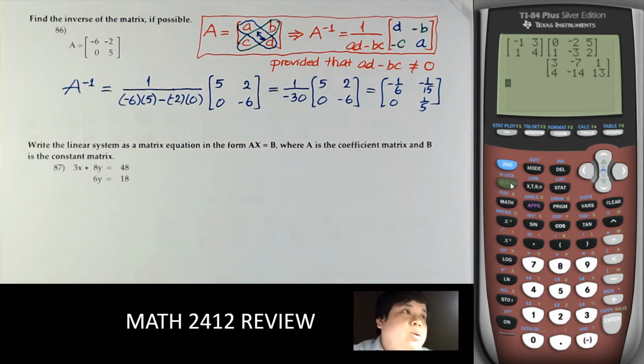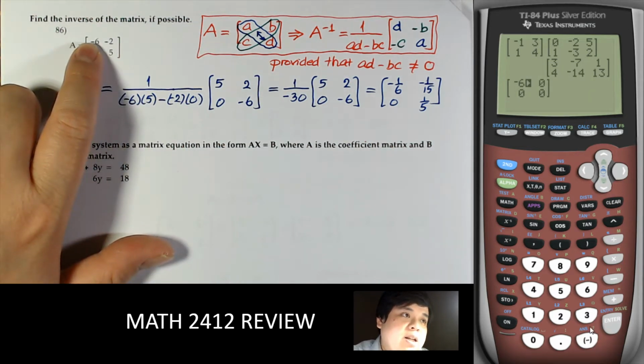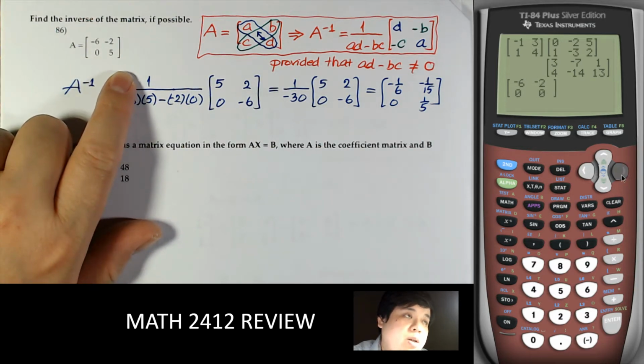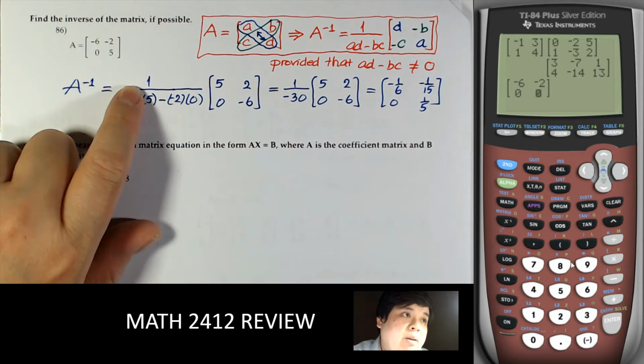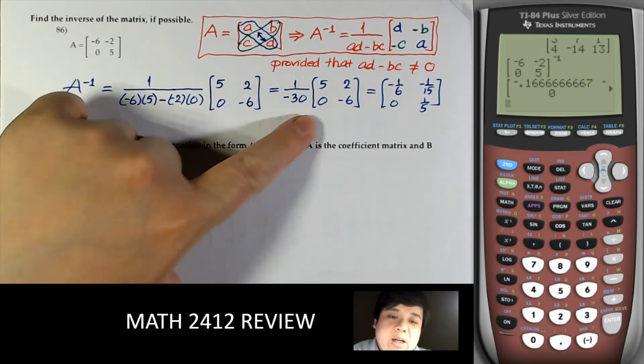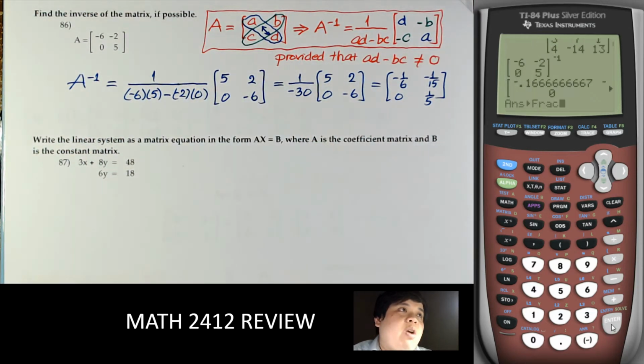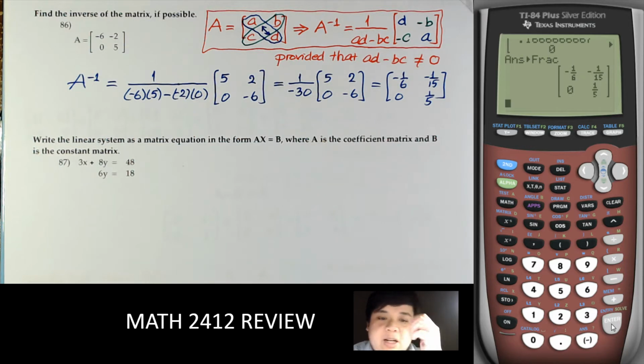Of course, we can also use the calculator. We have a 2 by 2 here. Negative 6, that negative sign, negative 2, 0 and 5. The inverse is going to be this button. And of course, it's not quite that, but we can always change it to a fraction. So hit math, convert to fraction, and that's what we have.